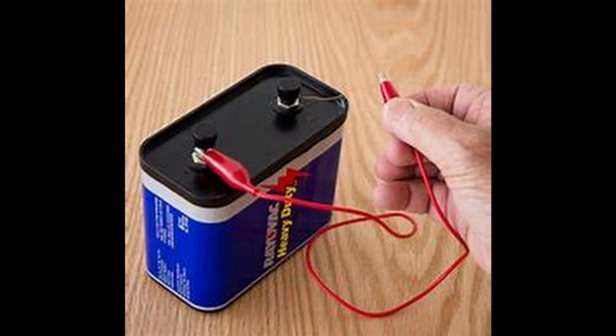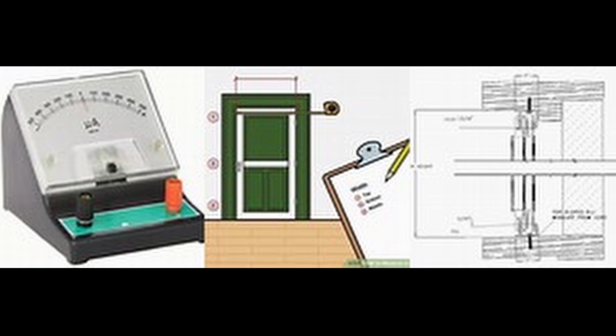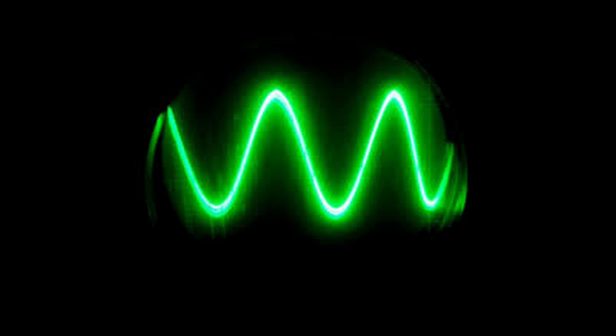The steady direct current could be measured using a galvanometer. But measuring a current that varies with time was a big challenge in the 19th century scientific world.